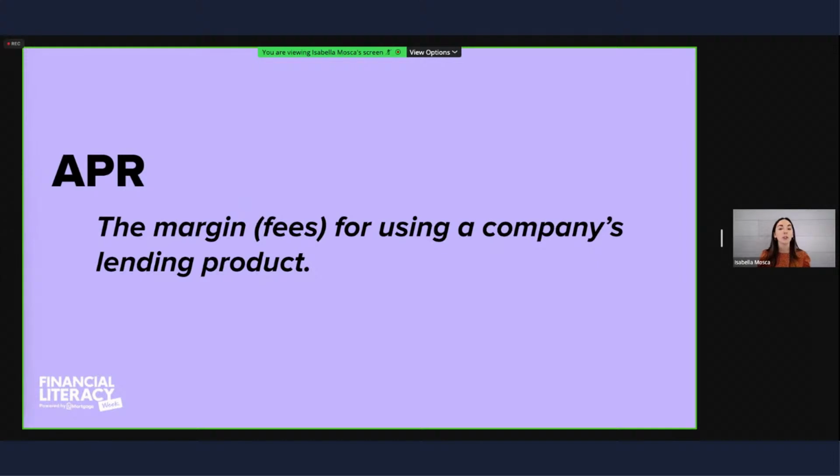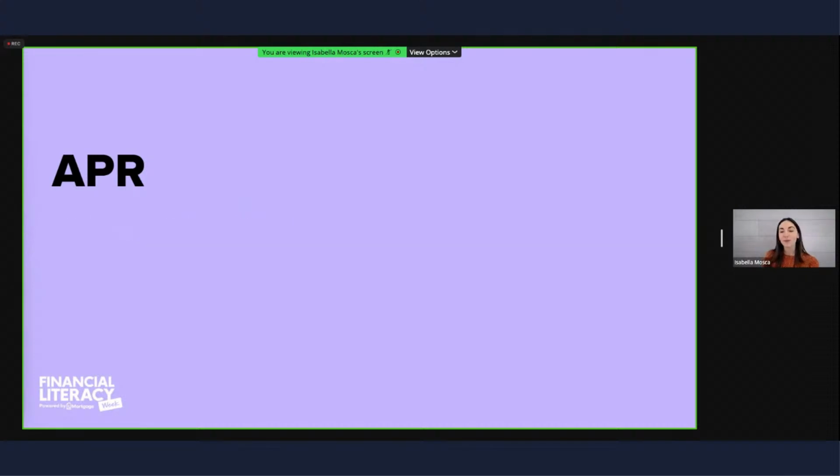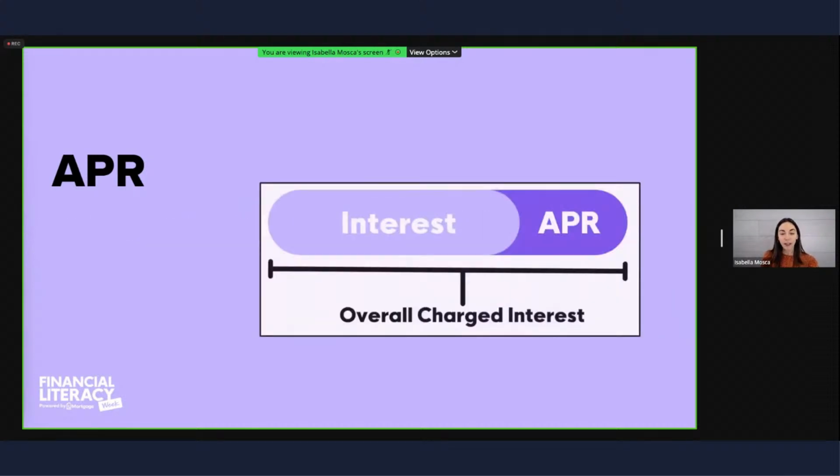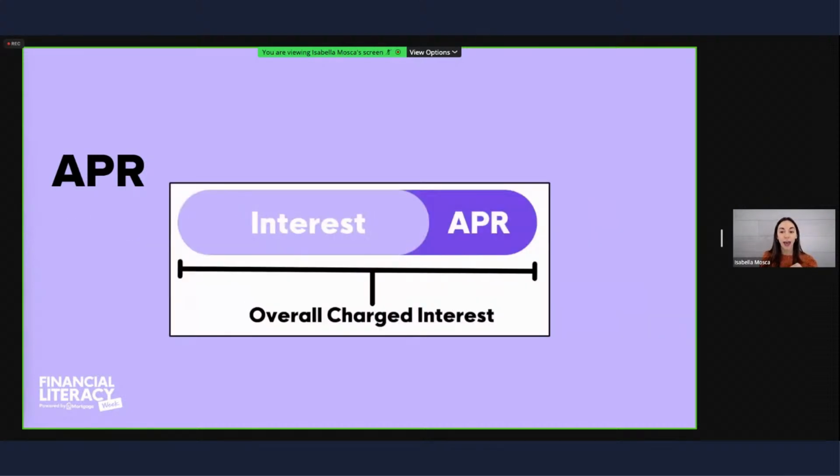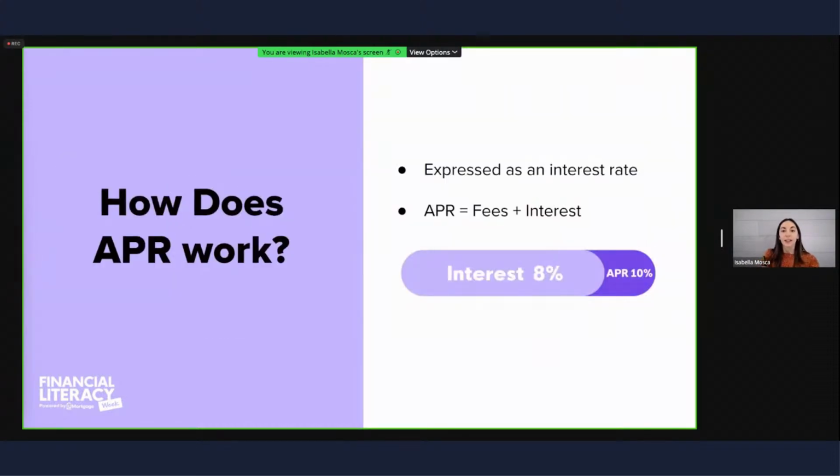You may be a person like me who needs to see it in order to learn it, and luckily we have that for you too. Looking at this graphic, think of APR as filling the glass of the overall interest cup. Now that we know what APR is, we can break down how it works.